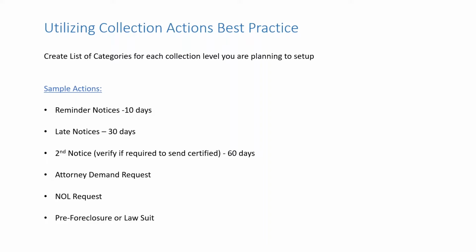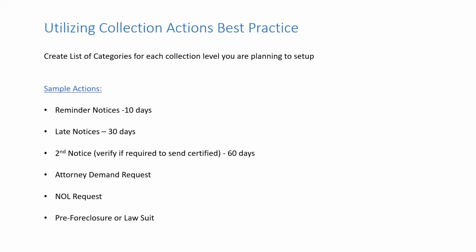I would say create a list and tell yourself, okay, here's all the different notices I'm going to need to send, and here's the number of days from the due date. They're due on the 1st. After 10 days, I'll send this letter. After 30, I'll send this. And then all the way through, even if you've got attorney actions, you can set those up so that you can move those through the collection process.